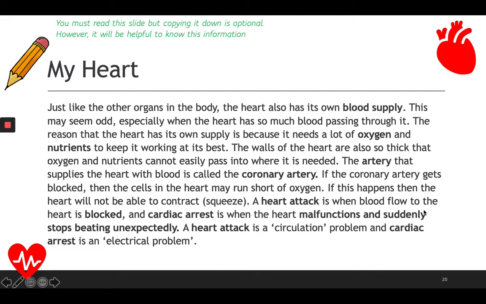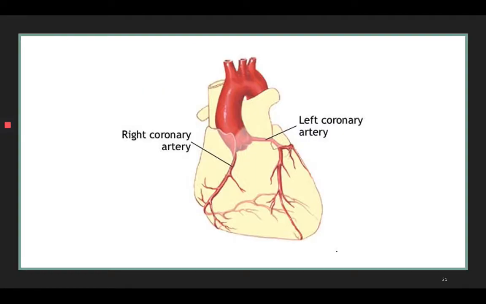A heart attack is when blood flow to the heart is blocked. And cardiac arrest is when the heart malfunctions and suddenly it stops beating. A heart attack is a circulation problem, and cardiac arrest is an electrical problem. So with a heart attack, your heart will still keep going, but it's just not getting enough around your body. And that's kind of what happened to my dad. His heart was still beating, but it had been blocked and it wasn't getting enough. Cardiac arrest is when the heart stops beating completely. And so that's when you need to get that heart back up and going again. So really quite serious things that we'll cover in a wee bit more detail later on.